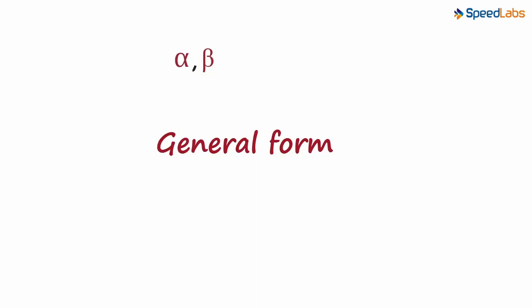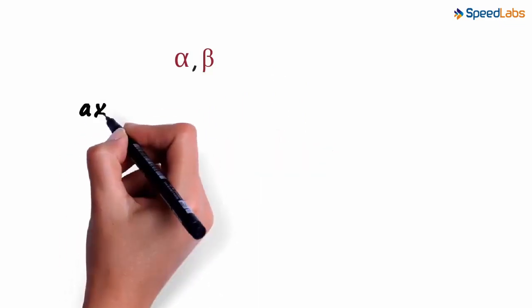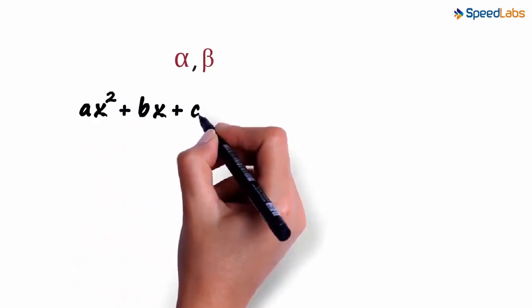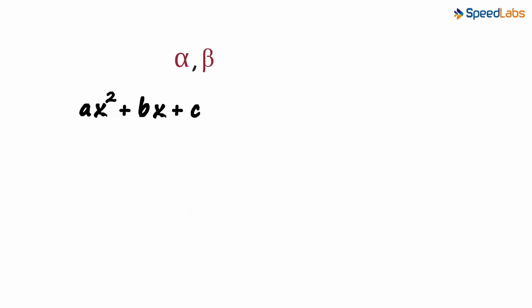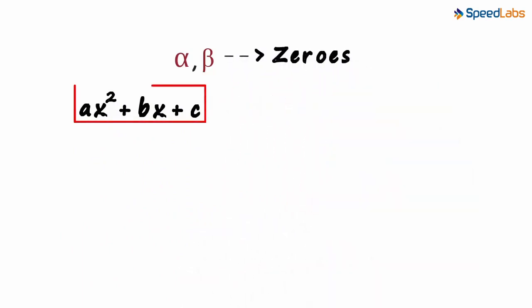Zeros are generally represented using Greek symbols like alpha, beta, gamma, etc. Now we will look at the general form of a quadratic polynomial, which is ax squared plus bx plus c. Let alpha and beta be the zeros of this polynomial. Notice that the degree is 2 and the number of zeros is also 2.